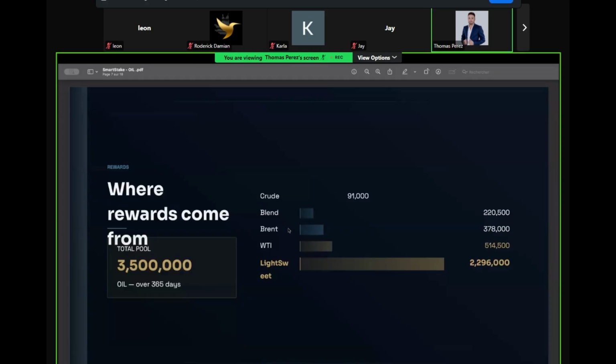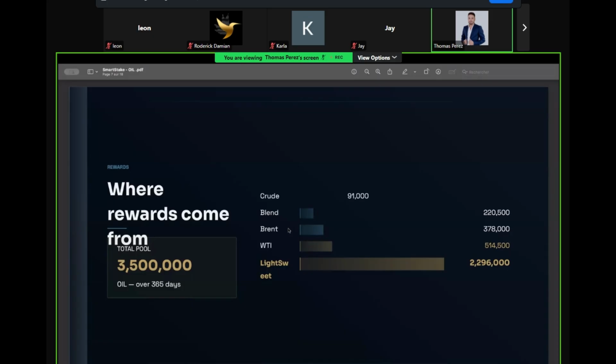Let's have a look where the rewards actually come from. The protocol was initialized with a fixed reward pool of 3.5 million oil as a soft launch. 16.5 million are going to be added in the coming weeks, which represent a total of 20 million oil token to be distributed amongst all the stakers.